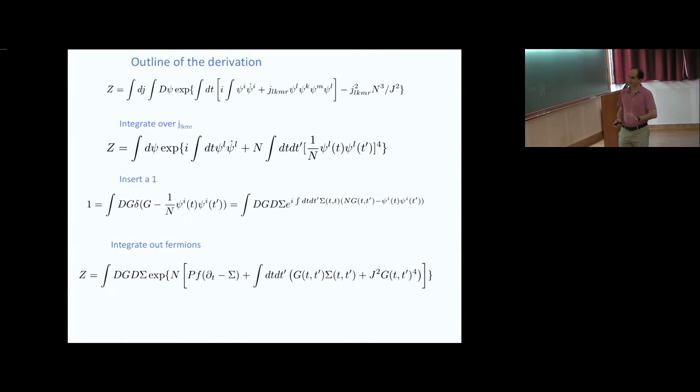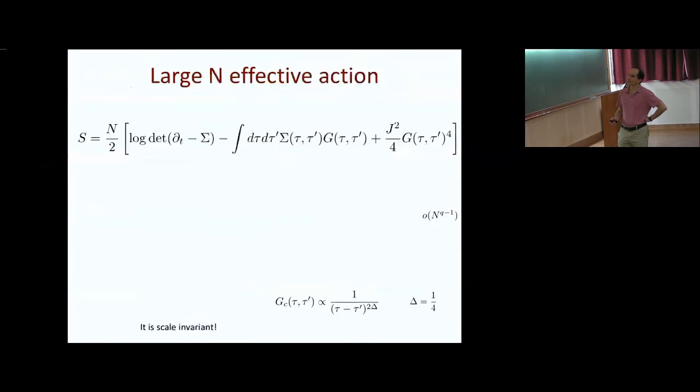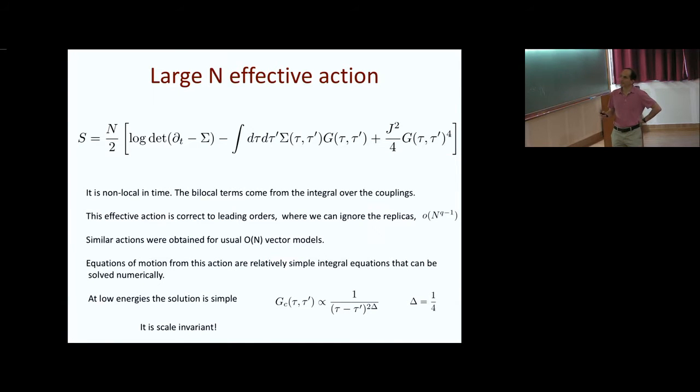So the nice thing that happened is that there is an overall N in the action. N appears now as a parameter. It's not the number of fields, but it's an overall parameter. And for large N, it plays the role of 1 over h bar, so the system becomes classical. And the diagrams we were summing before, and the equations we had before, can be viewed as the classical equations of motion of this action. Okay? So if you take the classical equations of motion of this action, you recover the equations we had before.